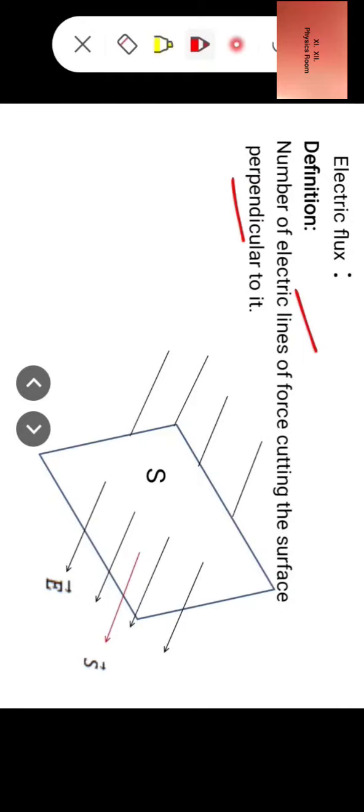Look at the diagram. This is a rectangular surface S. These are electric lines of force, this is the direction of electric field, and this is the direction of area vector, which is perpendicular to the surface. Now, the number of electric lines of force cutting this surface perpendicular to it will give us electric flux.